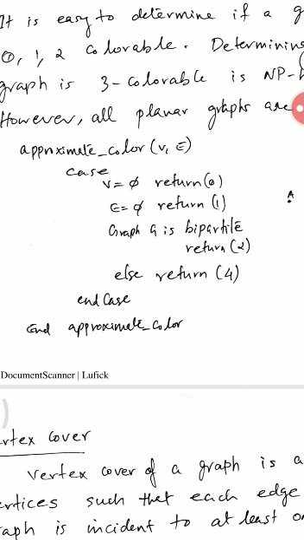Then if the graph is bipartite, we have seen what a bipartite graph is, and a bipartite graph is two colorable. So we will check if the graph is bipartite, and return 2. Else, if the graph does not fall in these three conditions, we will return 4. That means any planar graph can be colored with 4 colors. Okay, this is the algorithm.